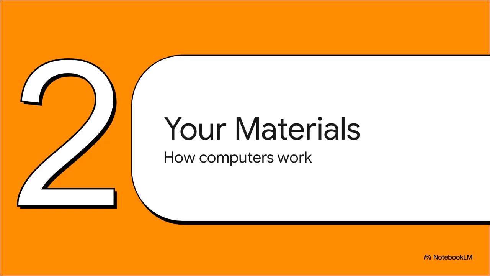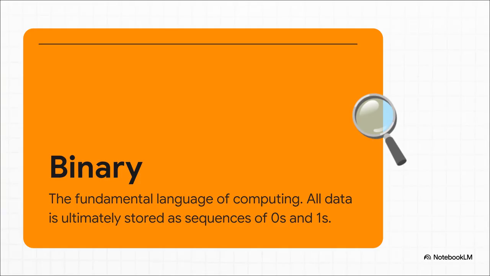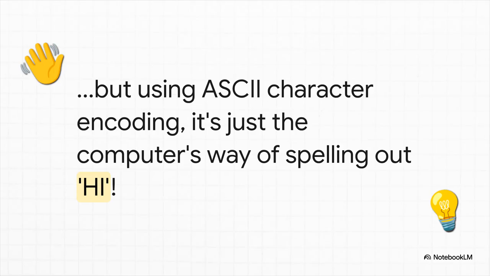Okay, so we have some tools now, but what are we actually building with? Every great builder needs to understand their materials, so let's pop the hood and take a look at how computers really work. At the absolute core of everything digital is a very, very simple language. It basically only has two letters, on or off, a 0 or a 1. This is called binary, and believe it or not, it's the language that powers everything from your phone to the entire internet. So when you look at something like this, it probably just seems like a random jumble of numbers, like some kind of secret code that only a genius could possibly understand, right? Well, it's not. It turns out this is just the computer's way of spelling out hi.